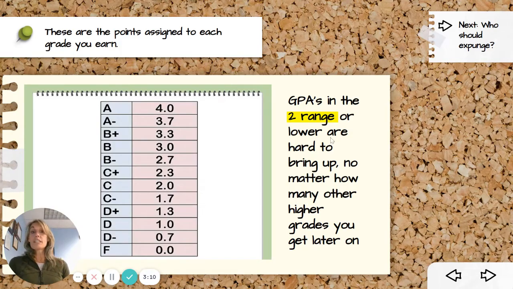Grade point averages in the 2-point range are hard to bring up no matter how many other high grades you get later on. You have to get approximately 20 A's to negate 1 E.